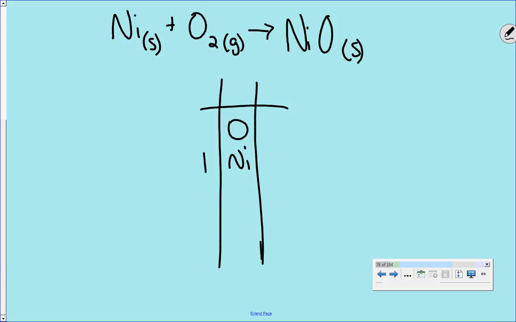So we got 1 Ni, 2 O's, and 1 O. So I'm going to put a 2 in front of this nickel oxide. And I'm still going to need a 2 over here. And everything balances out.